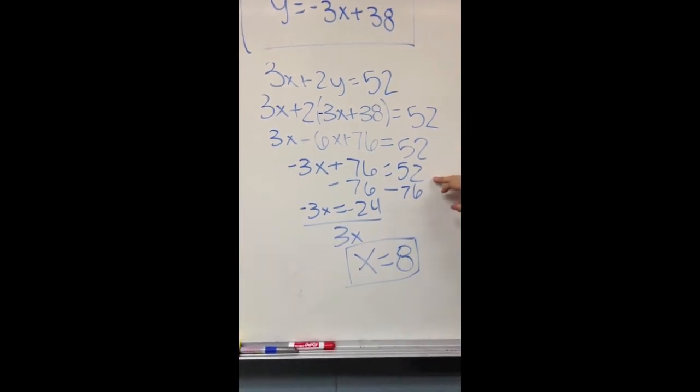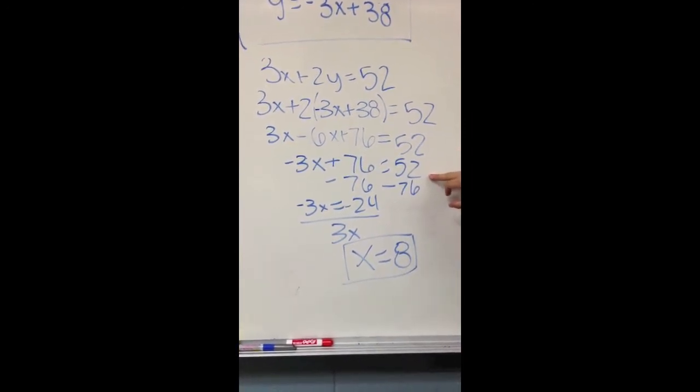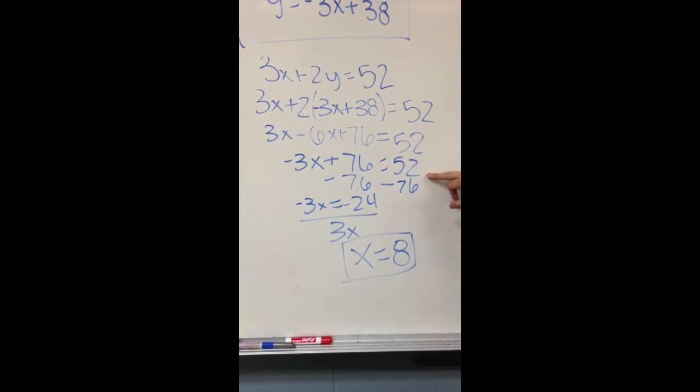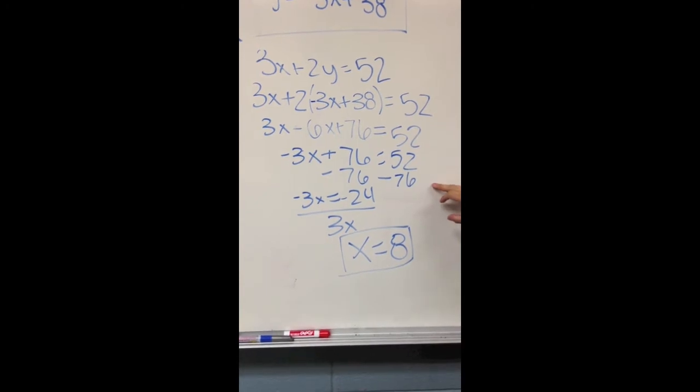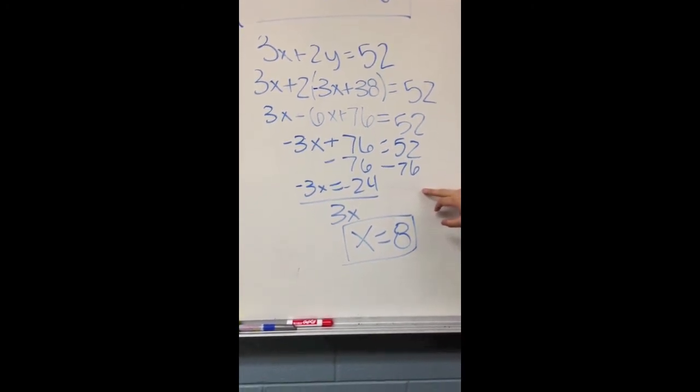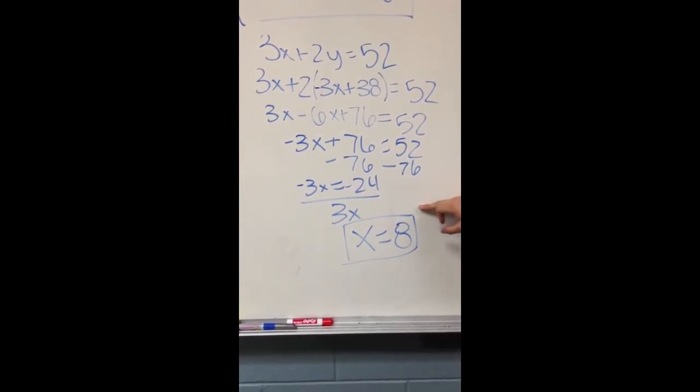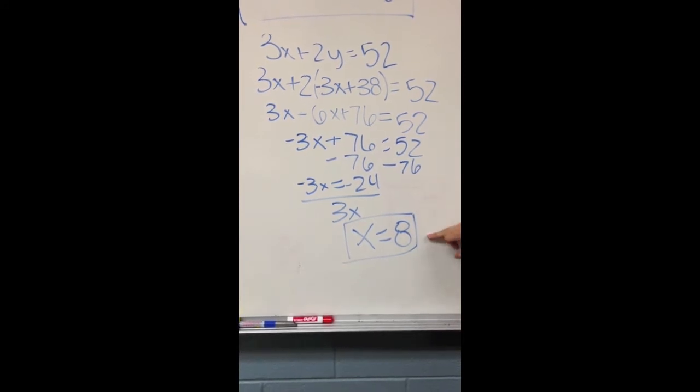And then you're going to want to combine like terms, so it would be negative 3x plus 76 equals 52. Then you subtract 76 from both sides and get negative 3x equals negative 24. And then you divide by negative 3, and you should get x equals 8.